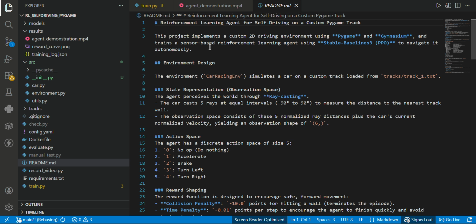To summarize the project demonstration, here is the complete reinforcement learning pipeline. First, a custom Pygame simulation was built to represent the driving environment. Second, the simulation was wrapped into a Gymnasium reinforcement learning environment. Third, a sensor-based perception system using ray casting was implemented. Finally, an AI agent was trained using the PPO algorithm from Stable Baselines 3. The entire project is containerized using Docker, making it easy to reproduce and run on any system.